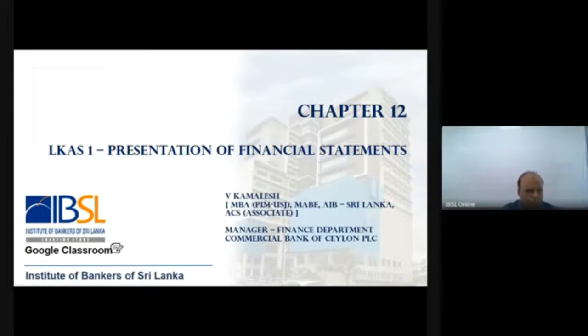So this is another accounting standard which we need to know about, and this is known as LKS 1, which talks about the presentation of financial statements. You have to be very clear about this topic because it mainly has contents relating to your question number 1, which is the compulsory question. You need to know the structure of your financial statements, and how you need to prepare them as per the guidelines provided by LKS 1. So that is what we are going to learn.